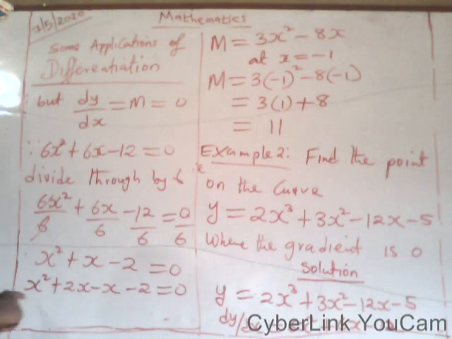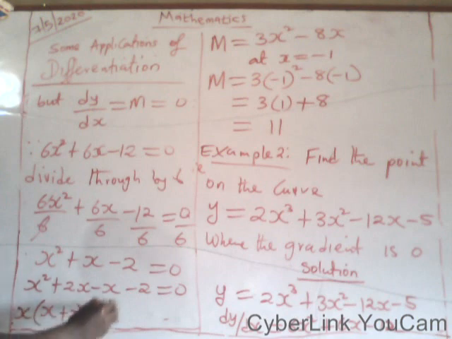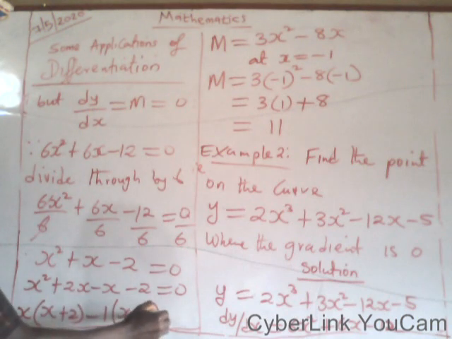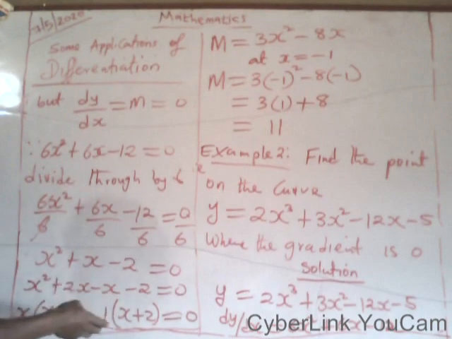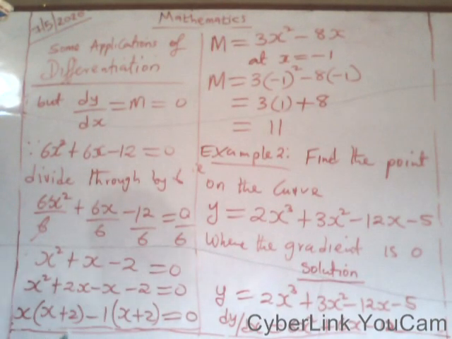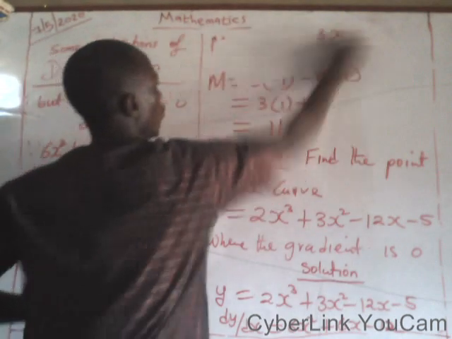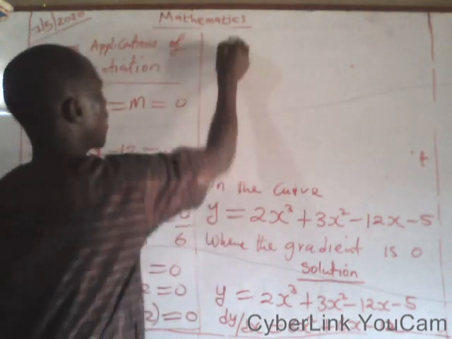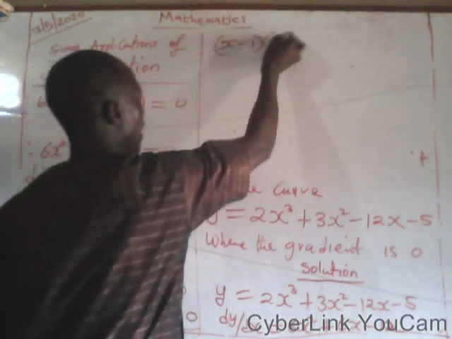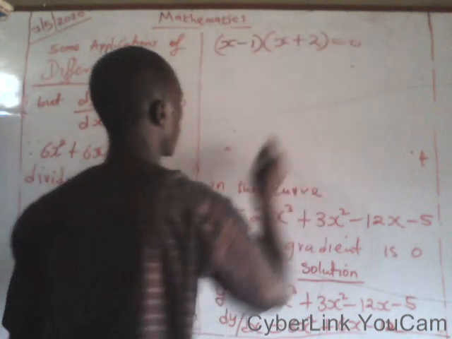So x is common to the first two terms. I can bring one x out. If I bring one x out, I'm left with x plus 2. Here also minus 1 is common, so I can factor minus 1 out. I have x plus 2 is equal to 0. If you open the bracket, this gives x squared, this gives plus 2x, this gives minus x, and this gives minus 2 is equal to 0. So from this, we now have x minus 1 and x plus 2 is equal to 0.